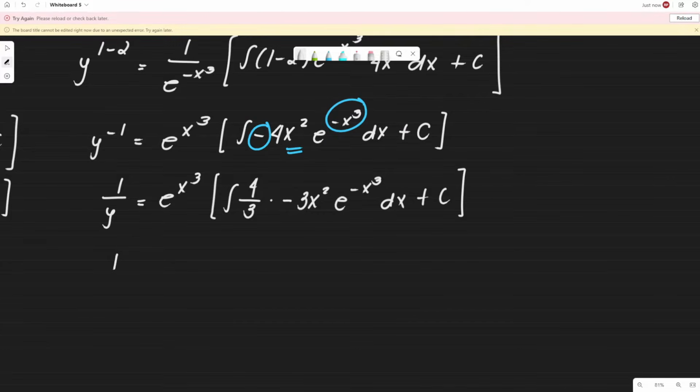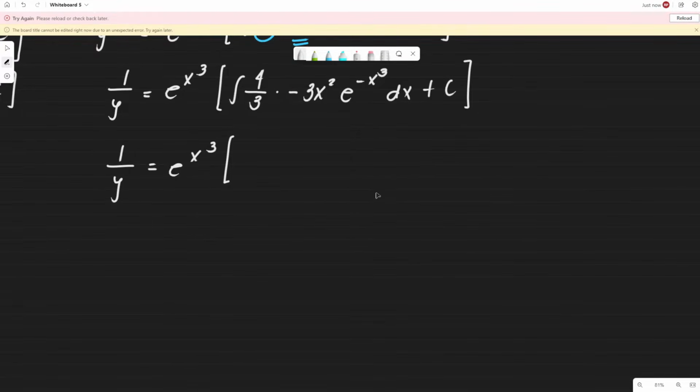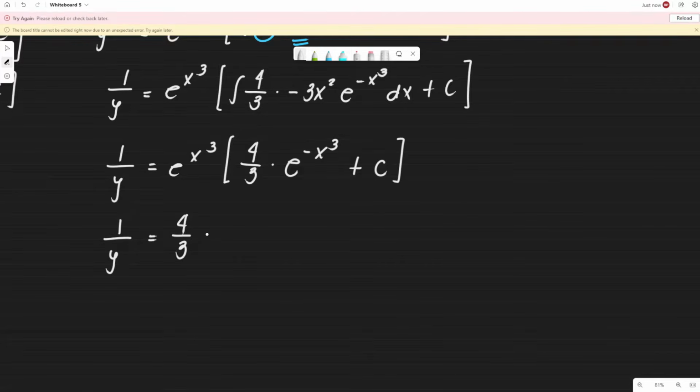So, we'll have 1 over y is equal to e raised to x cubed times 4 over 3 e raised to negative x cubed na lang. Kasi diba e^u plus c? Diba? Then plus c. Ayan. Okay, so we can now distribute. So we'll have 1 over y is equal to 4 over 3 times e raised to x cubed times e raised to negative x cubed, plus c e raised to x cubed.